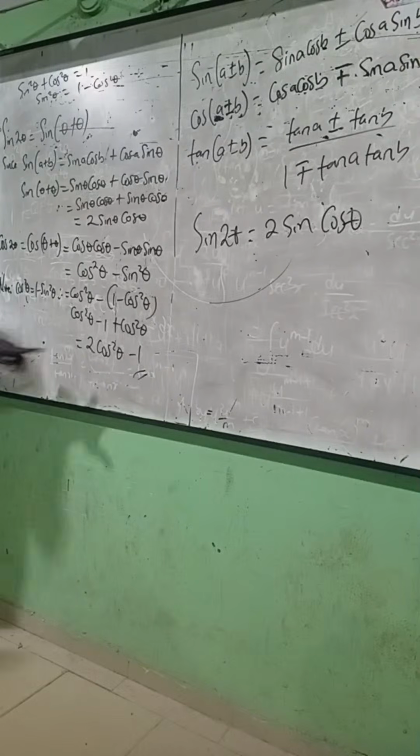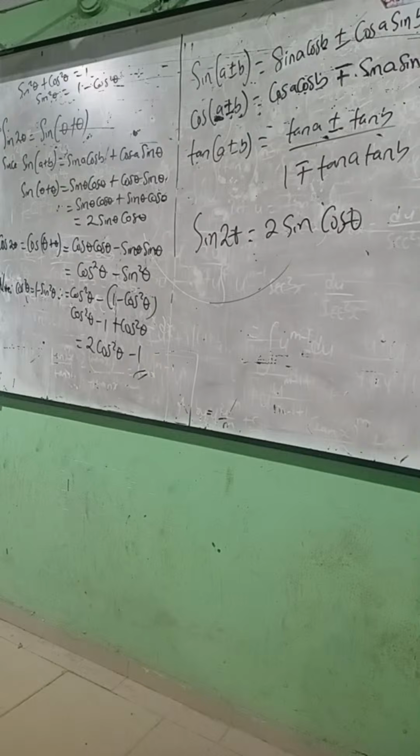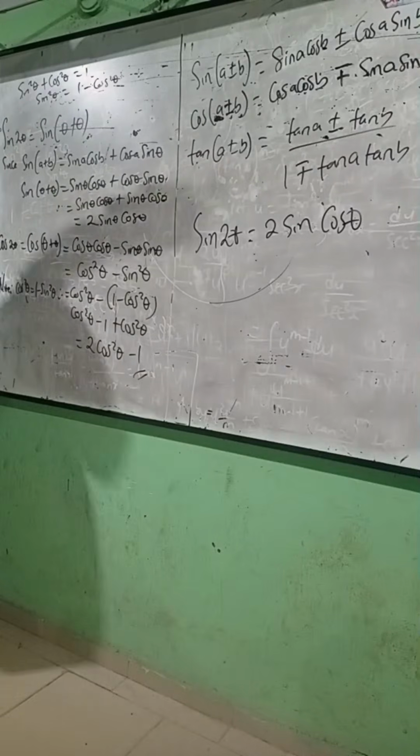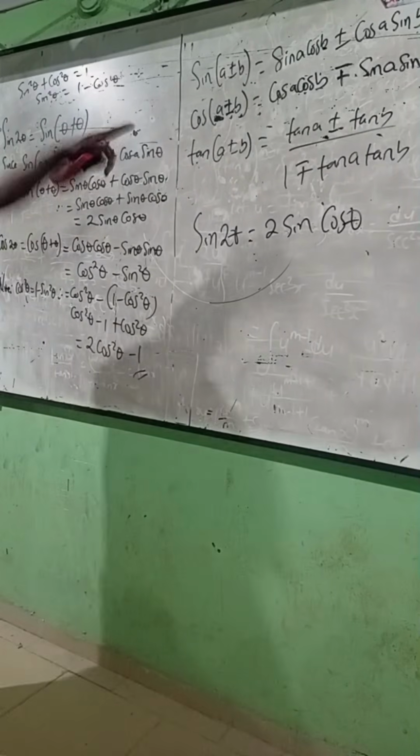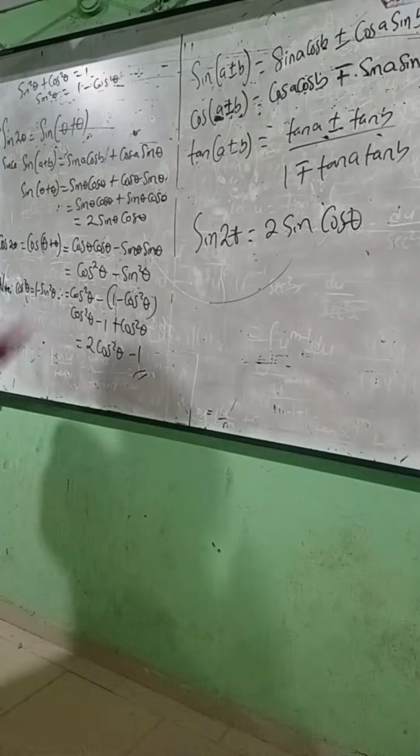Do we remember the identity? We have forgotten. It is also equal to 1 minus 2 sin square theta. Let's prove that one. Are we done with that part?